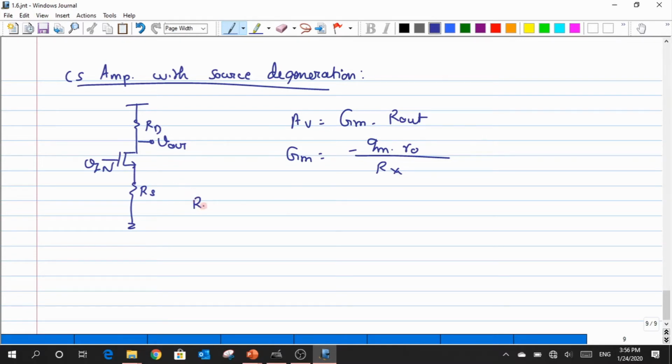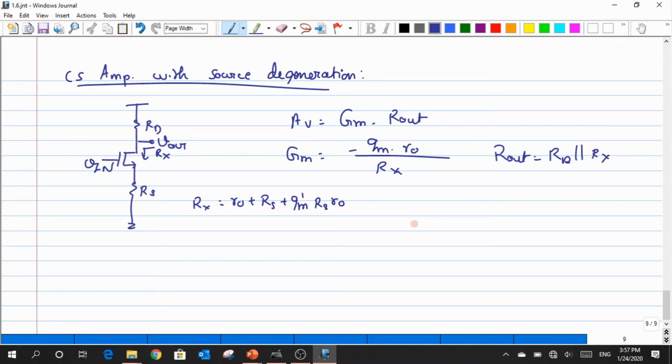So the value of Rx is given as the impedance seen from the drain. So it would be like R0 plus Rs plus GM prime Rs R0. Yeah. So this was the formula that we had for the GM, and then R out is again a parallel product of RD and Rx. Okay. So this is what we had.